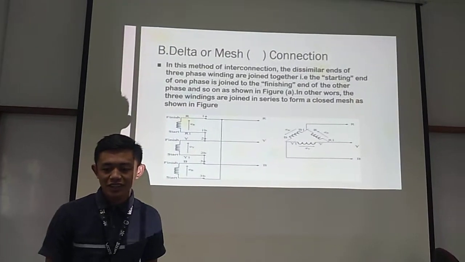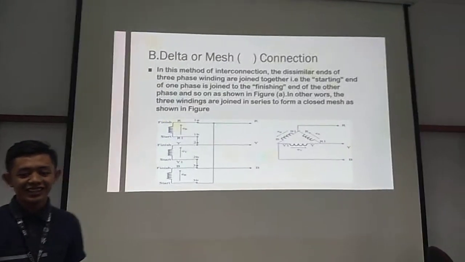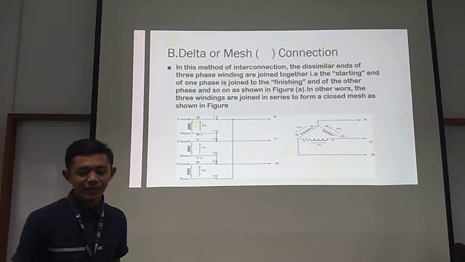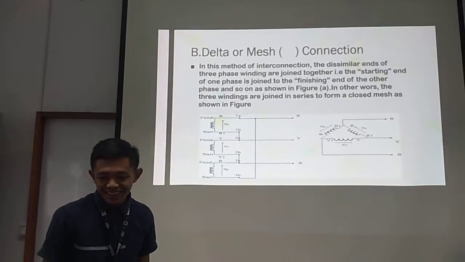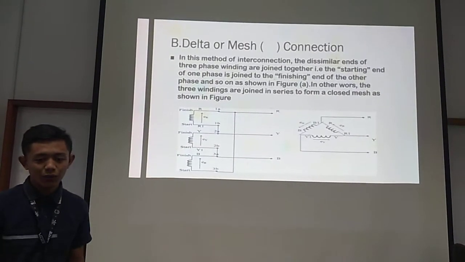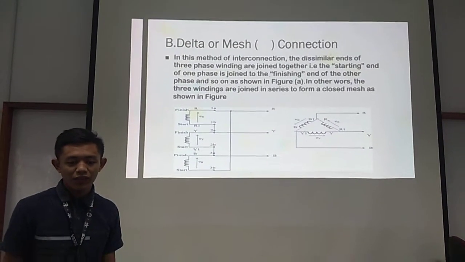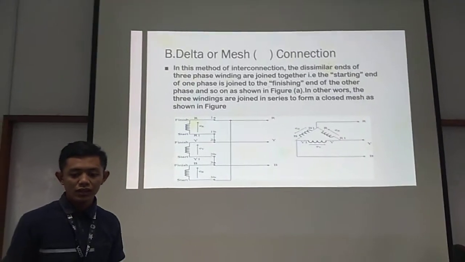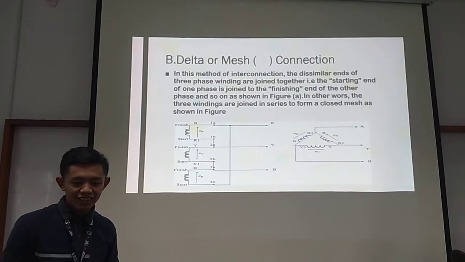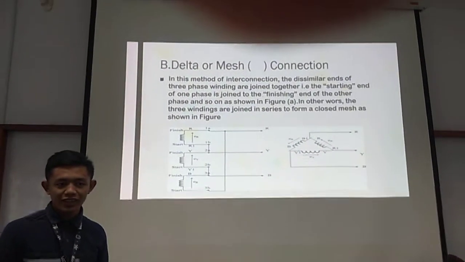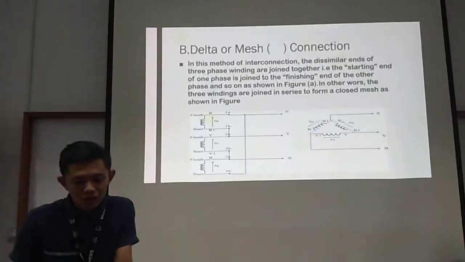Delta or mesh connection. In this method of interconnection, the dissimilar ends of the three-phase windings are joined together. The starting end of one phase is joined to the finishing end of the other phase, and so on, as shown in the figure. In other words, the three windings are joined in series to form a closed mesh, as shown in the figure.